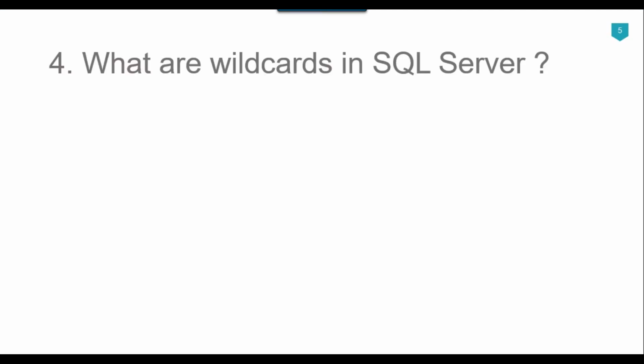Our next question is, what are wildcards in SQL Server? In SQL, wildcard characters are used with the SQL LIKE operator. So SQL wildcards are used to search for data within a table. There are 2 types of wildcard characters. The first wildcard character is the percentage sign. So it matches one or more characters. The second wildcard character is the underscore. So it matches one character. So let's see an example of both of them.